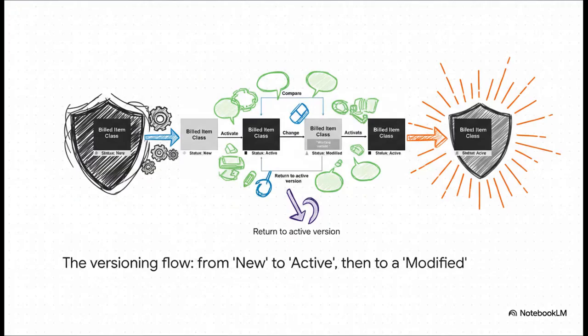This diagram here does a great job of showing how it works. Let's say you need to change a live active class. The system is smart. It won't let you touch the active one directly. No way. Instead, it creates a copy, a modified working version. You do all your work on that safe copy. Then, and only when you're 100% ready, you hit activate, and your new version safely replaces the old one.